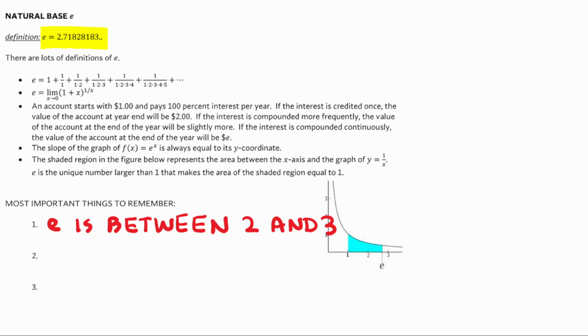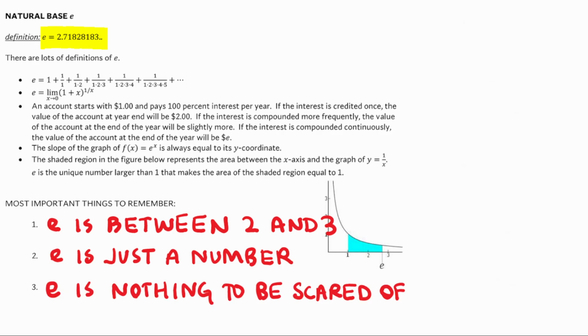Now, the most important things for you to remember about e. E is between 2 and 3, right? E is bigger than 2, and e is less than 3. Like I put up there, e is 2.718281883. We don't need to know the decimals. We don't even need to know that it's 2.7. We just need to know it's between 2 and 3. And because it's between 2 and 3, that means e is just some real number, like 2.5 or the square root of 6 or something. And therefore, if it's just a number, then it's nothing to be scared of, right?